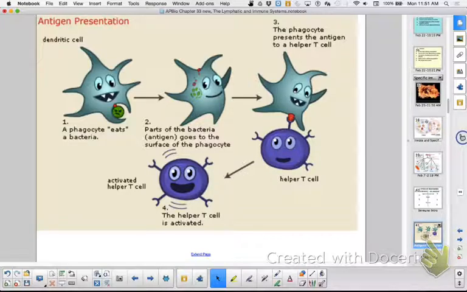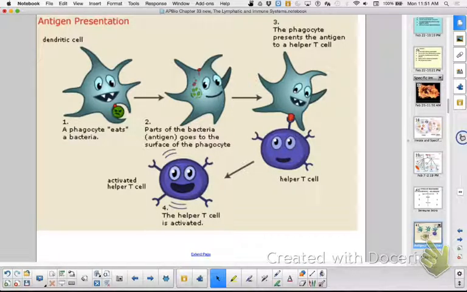This is where we're going to see both cells working together a little bit in this picture. So along comes a phagocyte. It could be an antigen presenting cell, like we talked about dendritic cells. He is not getting overtaken by this. He is engulfing this bad guy.